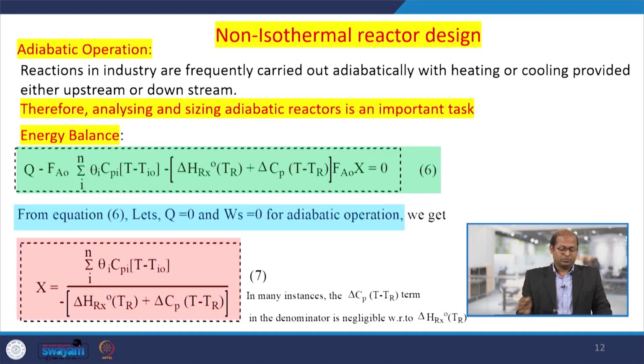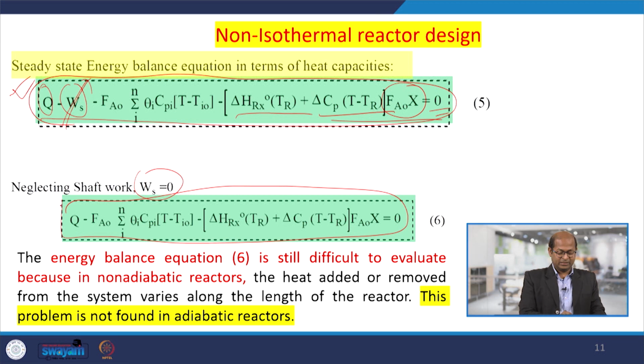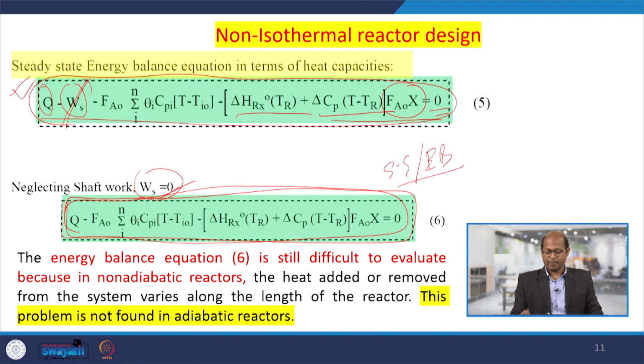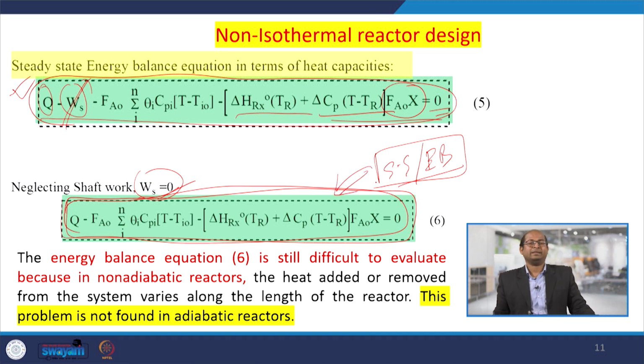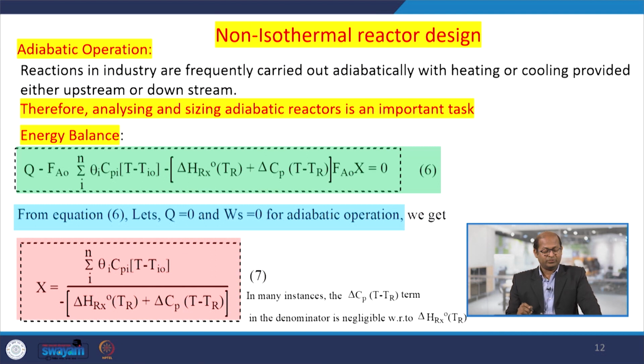Okay. Now, in general, the energy balance we have discussed, if we do not consider shaft work, then equation 6 would be the final equation for the steady state energy balance. For any system, these equations are very important, and we can apply them to any reactions. This is the general energy balance equation. We can apply these equations to any reactions.